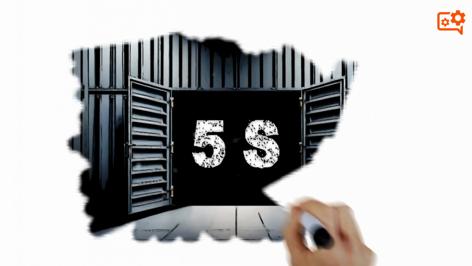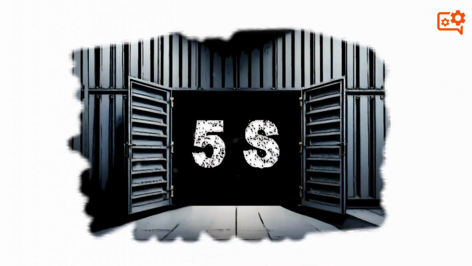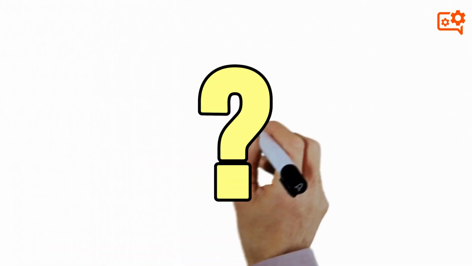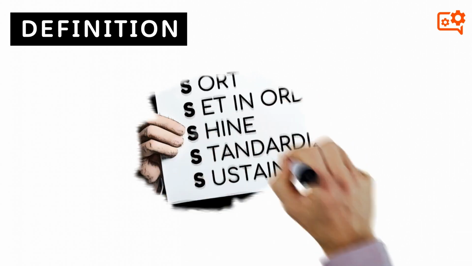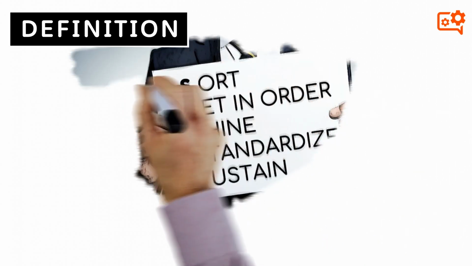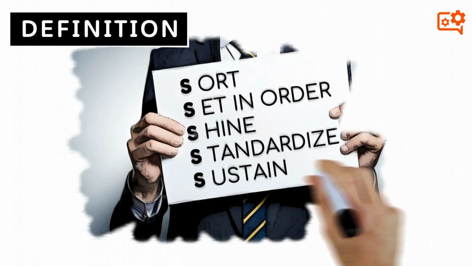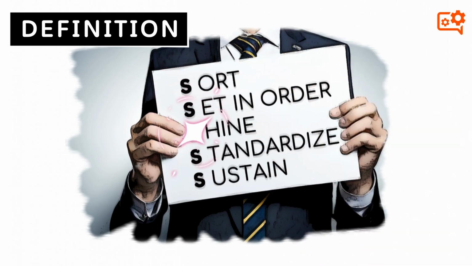Our sketching animation video provides a simple step-by-step process for implementing 5S, complete with real-world industry best practices. So, what is 5S? It is a method of workplace organization that originated in Japan and focuses on 5 key steps: sort, set in order, shine, standardize, and sustain.